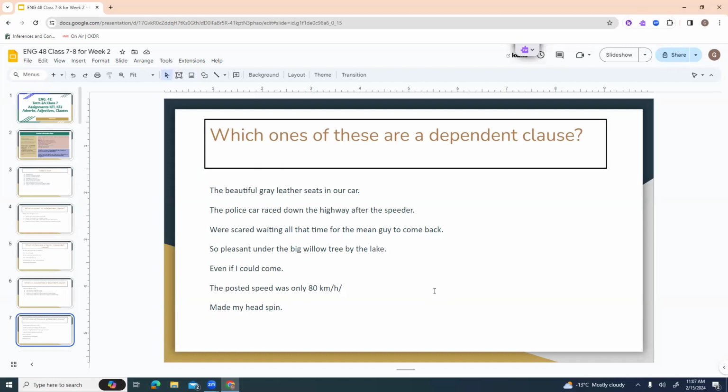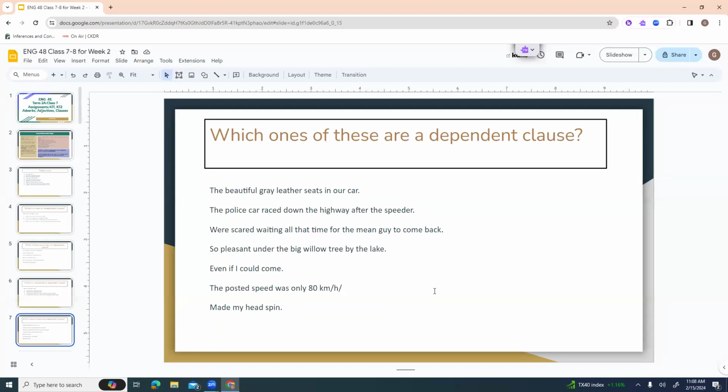All right, we're scared waiting all that time for the mean guy to come back. Is there a subject? No, there is not. Is there a verb? Sure, we're scared, waiting. Does it make sense? No, because it's missing the subject, so it can't be a clause for one thing. So you're not really sure what's happening. So that would be a sentence fragment.